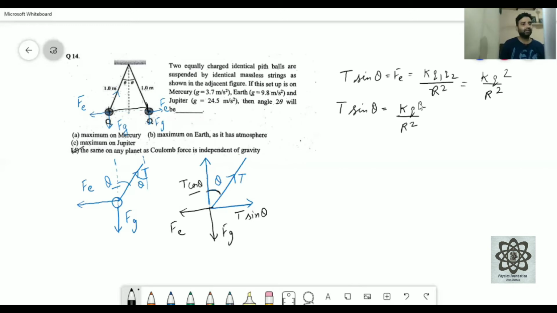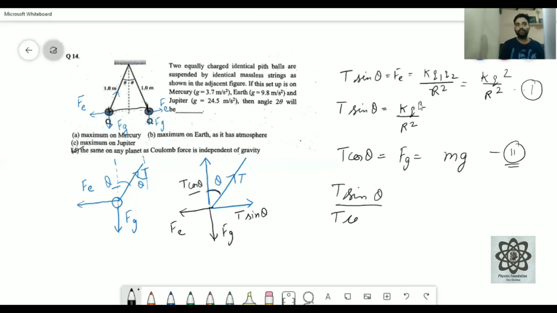Similarly, for the other component, T cos theta is equal to Fg, and as the gravity force is m into g, T cos theta equals mg. So we have two equations. Let this be equation first and this be equation second, and if we divide both equations, T sin theta divided by T cos theta will be equal to K Q square divided by R square and divided by mg. T cancels T, so tan theta will be equal to K Q square upon R square into mg.